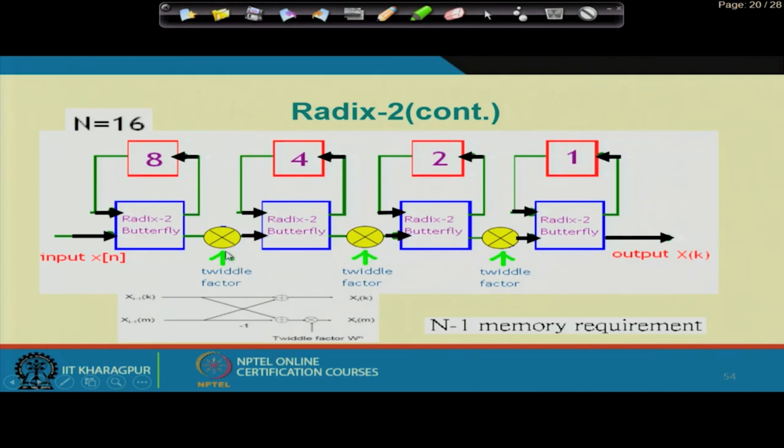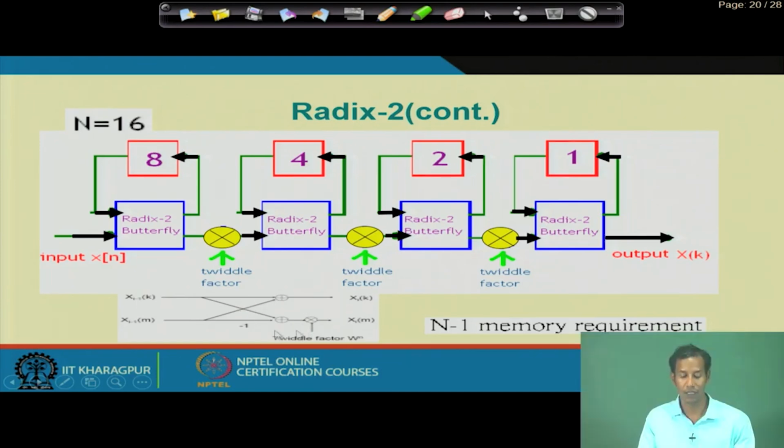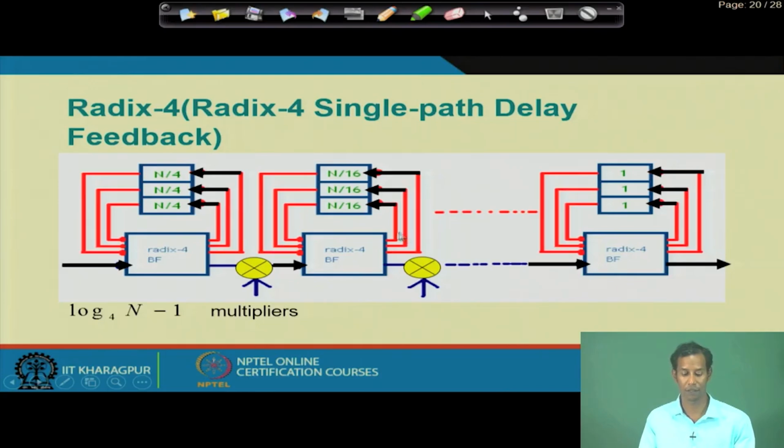Then the twiddle factor will be multiplied with each of the outputs produced from this butterfly operation. Then in the second stage it has to run 4 times, in the third stage 2 times, and in the final stage 1 time. So, this is the basic butterfly structure we use as the processing element.